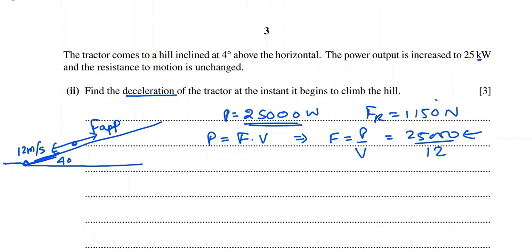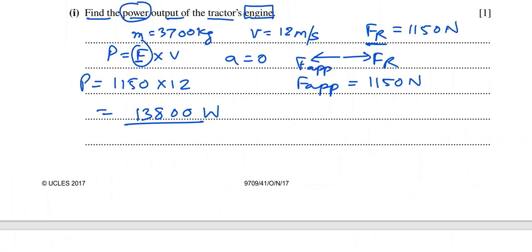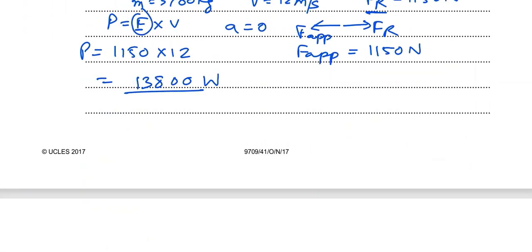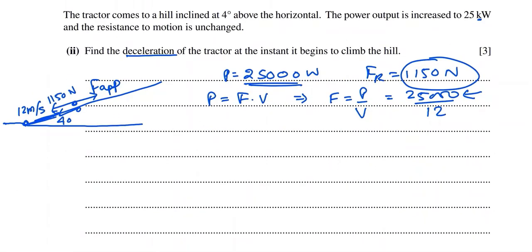One force is this resistive force, 1150. So let's write here, 1150 is a force downwards, which is due to maybe air resistance or friction. But there is a natural force, which is because of the weight of the truck. And let's see what was the weight of the truck. It is 3,700 kg is the mass, so the weight will be 37,000 newtons.